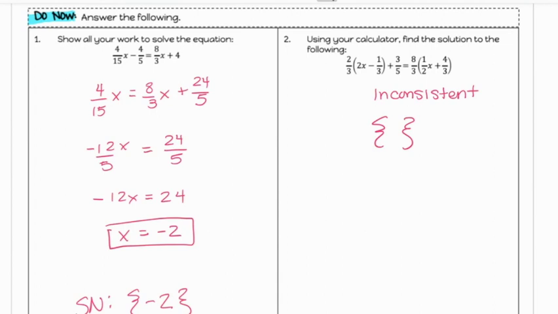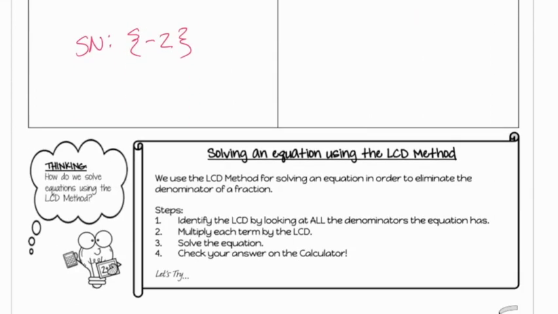When you input this equation into your calculator, you must remember to put this front side first and that back side after, and you get an inconsistent situation. Parallel lines. Parallel lines means no solution. So I gave you enough space there. If you wanted to, you could show your work, but since I said using your calculator, I did not show any of my work. So let's go down to our thinking of today.